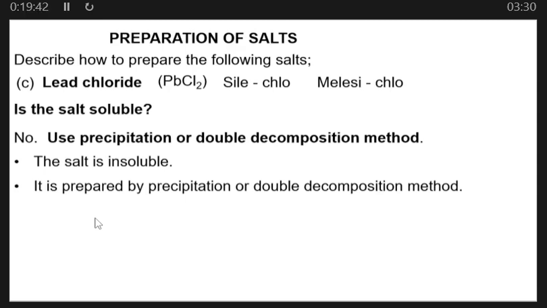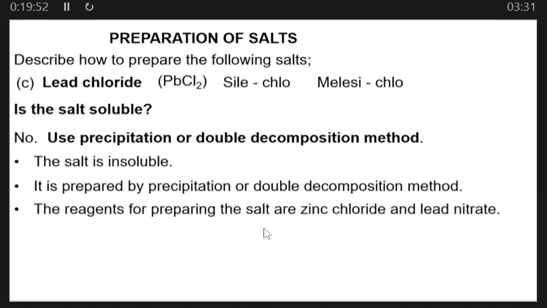All right, so let's continue. So we are saying it is prepared by the precipitation or double decomposition method. So the suitable reagents for preparing the salt are zinc chloride and lead nitrate. So this salt, lead chloride, must be prepared using zinc chloride and lead nitrate.